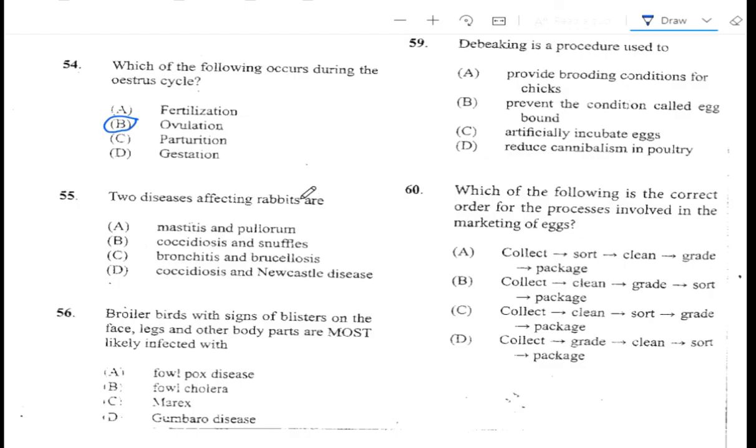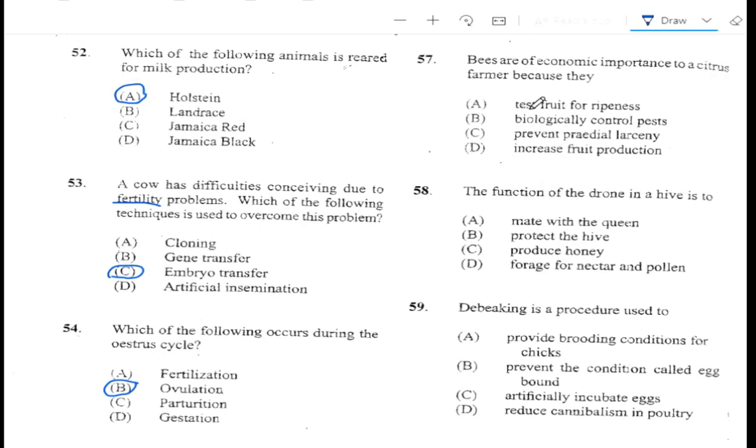Question number 55. Two diseases affecting rabbits are A. Mastitis and polerum, B. Coccidiosis and snuffles. Alright, so this is the answer. Alright, 56. Broiler birds with sign of blister on the face, legs, and other body parts are most likely infected with A. Fowlpox disease. The answer is A. Fowlpox disease.